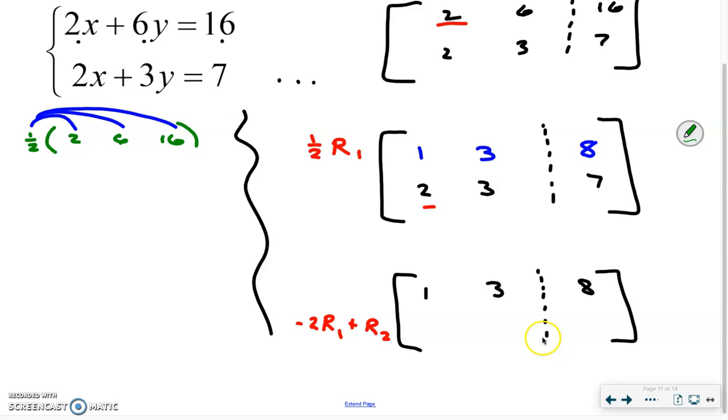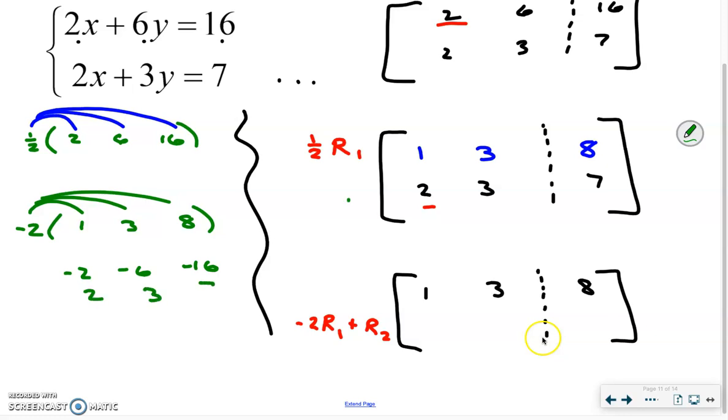All right. So if we're looking at -2 times row 1. Row 1 is 1, 3, 8. So -2 times row 1, when I distribute that through, is -2, -6, -16. But we claim that we're going to add that to row 2. So row 2 here is 2, 3, 7. This is what we're going to add together. When we do that, what's -2 plus 2, please? 0. That was the whole point. We wanted to get a 0 right there.